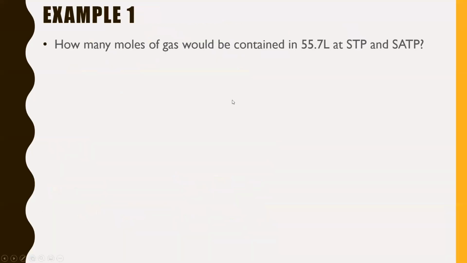Here we go. So this is in your data booklet. This one really actually is. I'm going to walk you through this one because we haven't done any questions like this before. How many moles of gas would be contained in 55.7 liters at STP and SATP? So what I want to remind you is the type of gas we're working with doesn't actually matter. So in other words, the volume of a gas is going to be the same no matter what kind of gas it is. It just depends on how many moles of that gas you have, and that's what we're looking for in this case. Let's start with STP conditions.